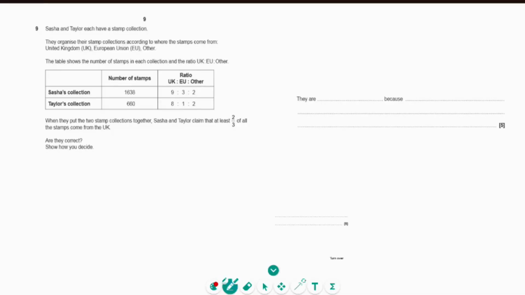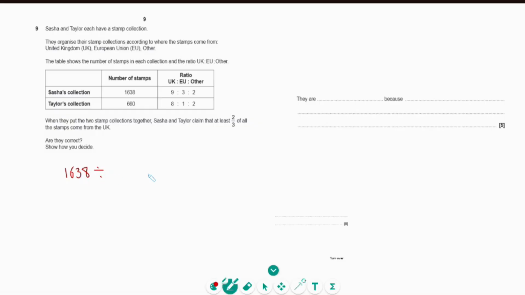Sasha and Taylor each have a stamp collection. They organise their stamp collections according to where the stamps come from: UK, EU, other. The table shows the number of stamps in each collection and the ratio UK to EU to other. When they put the two stamp collections together, Sasha and Taylor claim that at least 2/3 of all the stamps come from the UK. Are they correct? Show how you decide. Okay, we'll need to work out how many UK stamps they both have, first of all.